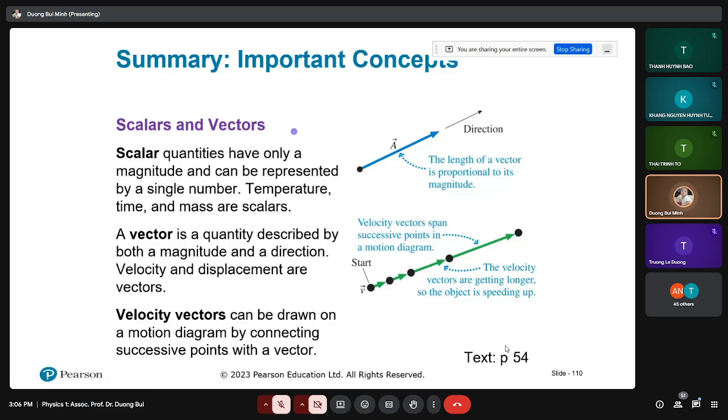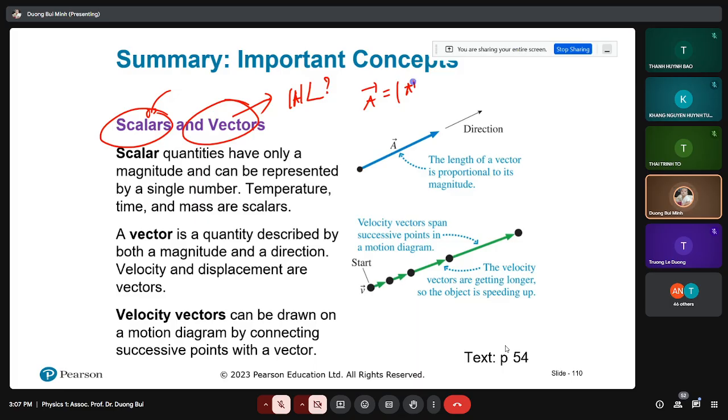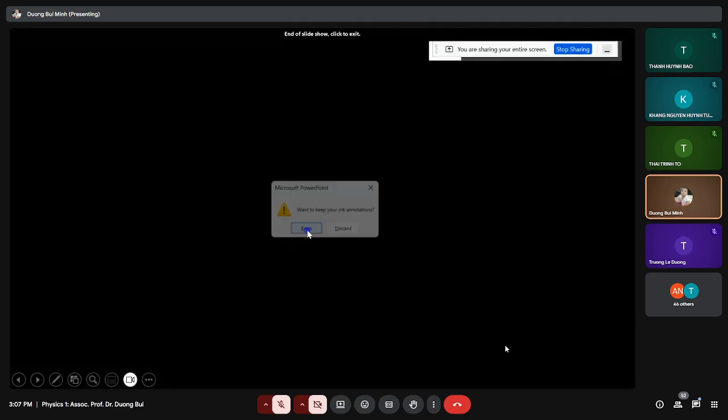This slide is just a review of what scalars and vectors are. For a scalar, we just focus on the magnitude. If we have a vector, we consider magnitude and phase angle. For example, for vector A, we consider magnitude A and the phase angle phi A. So now we have finished lecture 1.